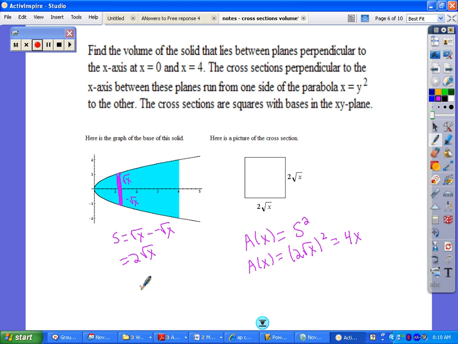To get the volume of that square, we would say dV is equal to 4x times the width, which is dx. And the reason we're in terms of x is because they said it's perpendicular to the x-axis, which means we're in terms of dx. So we did all the steps up to write dV in terms of x or y, and then we want to write the integral for the volume.